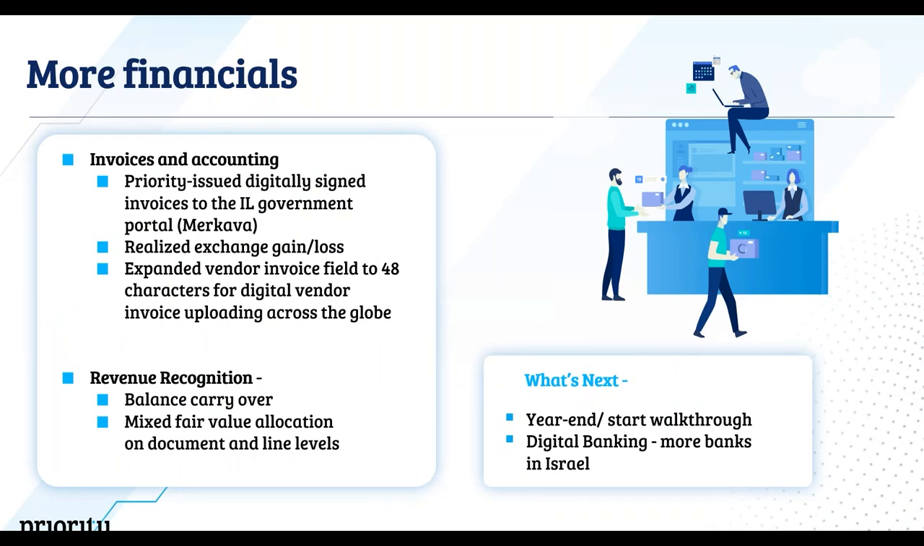More financial features. Companies that work with government organizations in Israel can now upload invoices to the government portal using a Priority-issued digital signature, in addition to the ComSign digital signature that's already in place. We added support for recording realized gain or loss as a result of exchange rate adjustments.